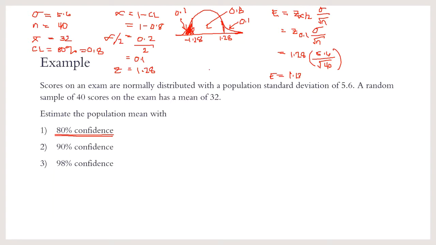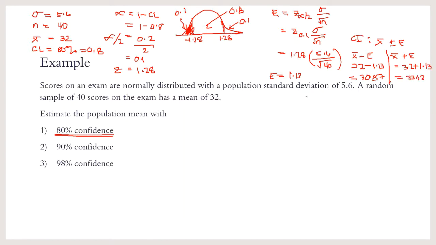We still have to look for the interval. In order to solve for the interval, the CI is equivalent to X bar, or the mean, plus or minus the marginal error. So X bar minus E, that is the mean, which is 32, minus our marginal error, which is 1.13. That gives us 30.87. For the other one, we have the mean plus the marginal error, 32 plus 1.13.